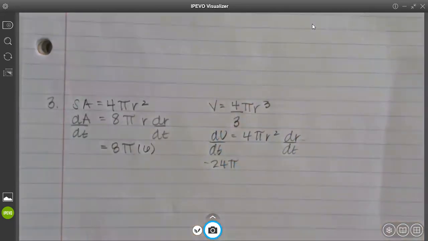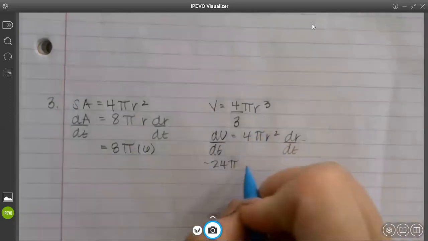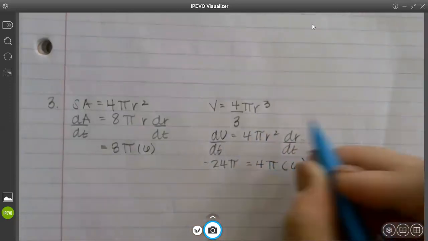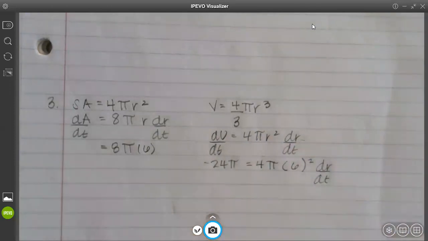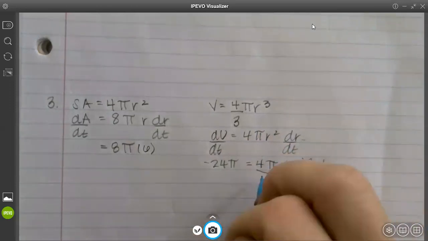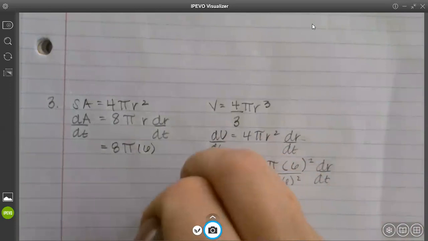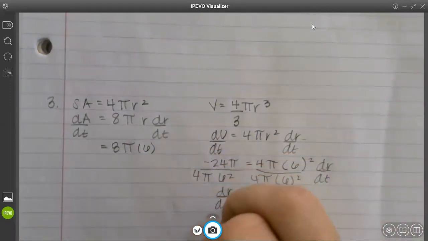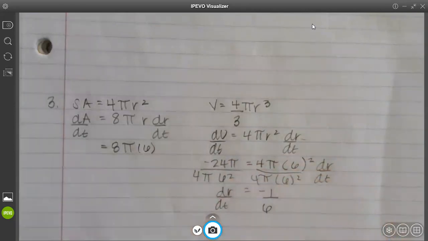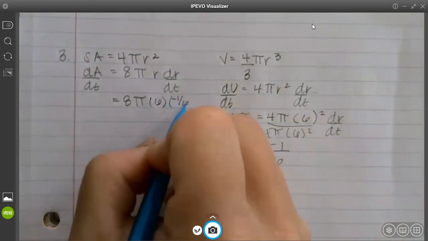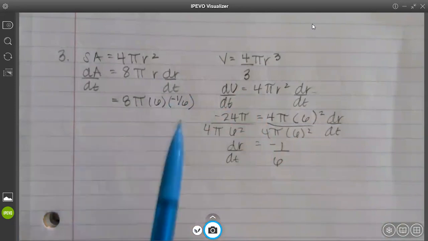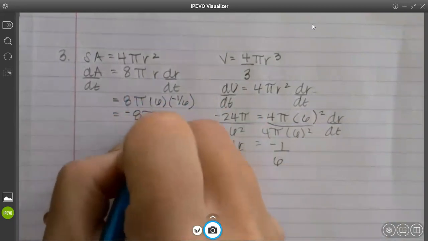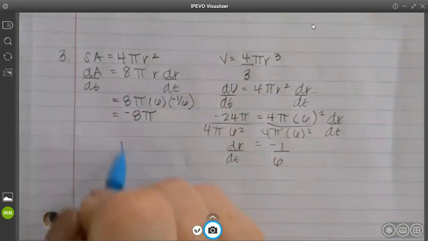Okay, I derived this really quick. 4/3 times 3 is 4 pi r squared dr over dt. We know that our volume rate is negative 24 pi equals 4 pi times our radius, which you said was 6. 6 squared times 4 is blah, blah, blah, divide it all over. And that will give you your rate of negative 1/6. So that goes up here. What's 6 times 1/6? Negative 1 times 8 pi is negative pi. So your answer for number 3 is going to be negative pi.